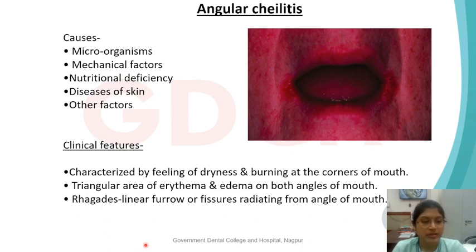The clinical features include a feeling of dryness and burning at the corner of the mouth. A triangular area of erythema and edema can also be there on both angles of the mouth. Ragged or linear furrows or fissures radiating from the angle of the mouth could also be there. So these are the various appearances of angular cheilitis the patient can have.